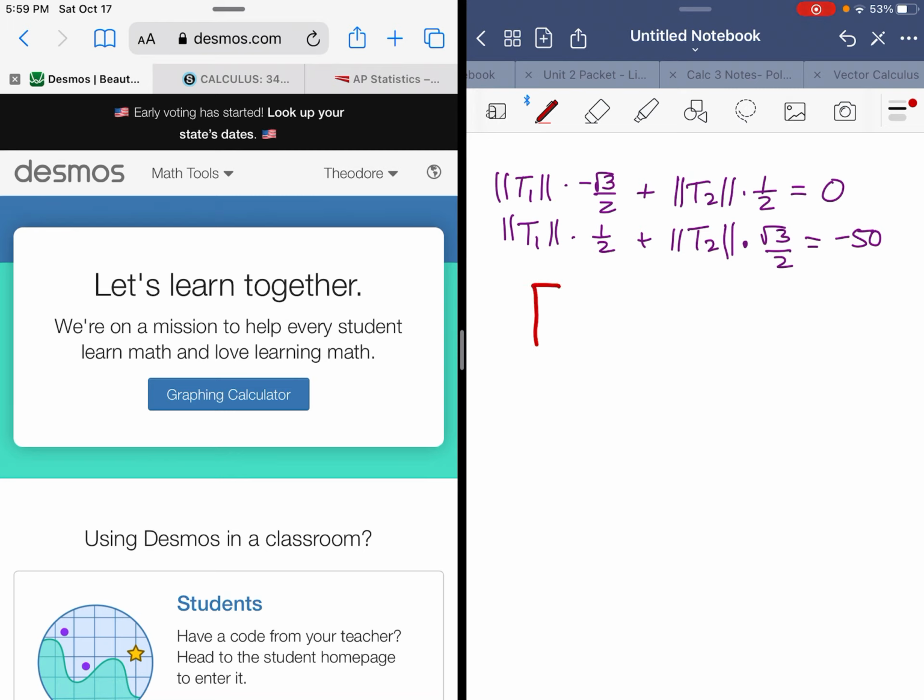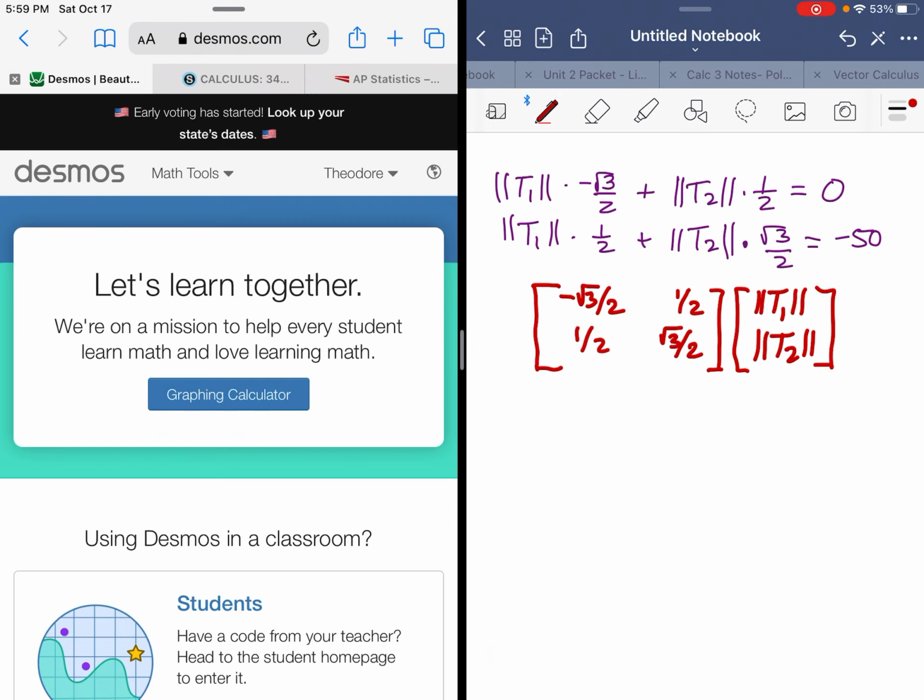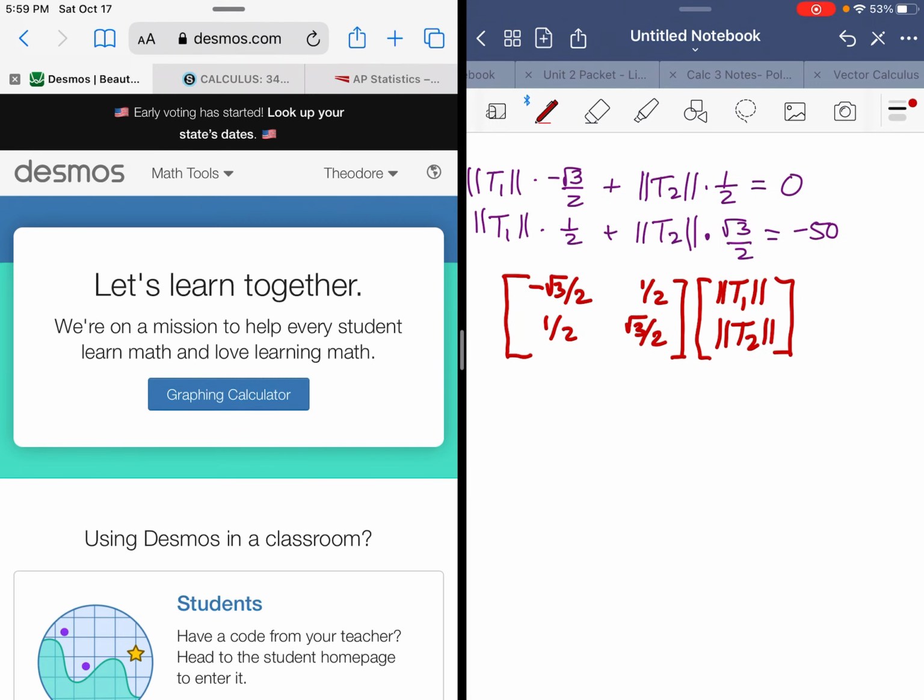So a product of a 2 by 2 square matrix, negative radical 3 over 2, 1/2, 1/2, radical 3 over 2, multiplied by the magnitude of T1, magnitude of T2. So we're treating magnitude of T1, T2 as a vector in and of itself, right, a vector quantity. And so that should result in a vector 0, -50.